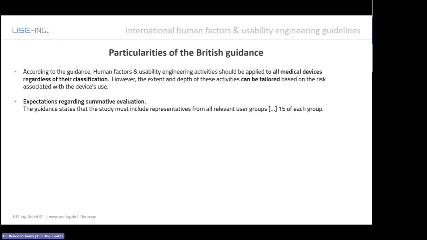And expectations regarding summative evaluation of the MHRA. I would say in comparison, as mentioned before, to the IEC standard, there's a clear statement here in the MHRA guidance regarding the expected number of test participants. It clearly says for summative testing, they highly recommend 15 of each user group. So interesting to be noted. Here they are really close to the FDA guidance.